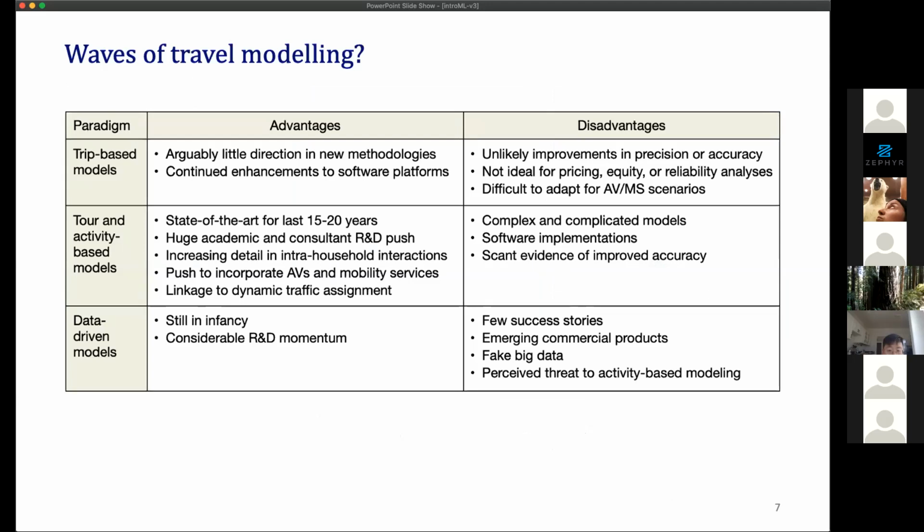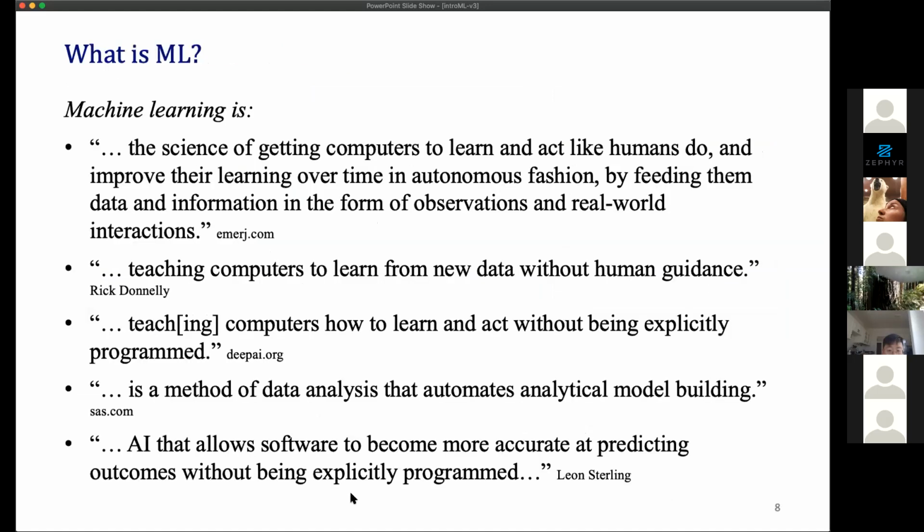And machine learning unquestionably has a big role to play with some of the data-driven models that are just now coming online. But they can also complement turn activity-based models in our second wave in some useful ways. So what is it? Well, everyone has their own favorite definition, and I've thrown a few up here to whet your appetite. But I would make the point that there are some commonalities between these.